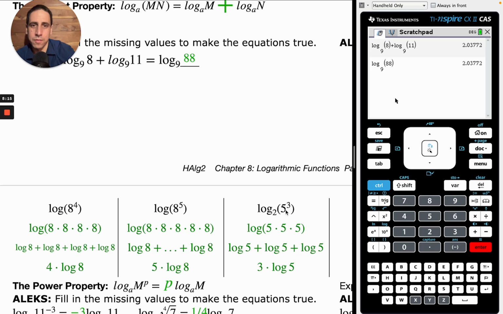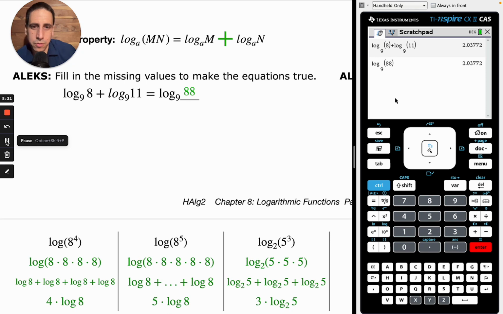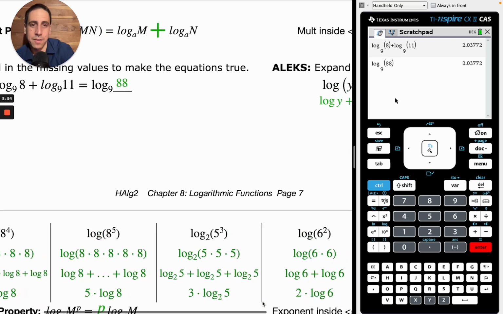Here, log base 2 of 5 to the 3rd. I just wanted to do at least one of these where the base was not an unwritten 10, where the base was 2. It doesn't really affect the problem or the results. You still see the same pattern. 5 to the 3rd is just 5 times itself 3 times, and then there's multiplication on the inside, and we know from the previous property that becomes addition on the outside. So if you've got log base 2 of 5 plus log base 2 of 5 plus log base 2 of 5, there's 3 of them. You could just rewrite it as 3 times log base 2 of 5. So the exponent on the inside becomes multiplication on the outside.